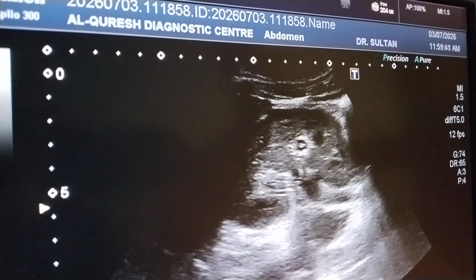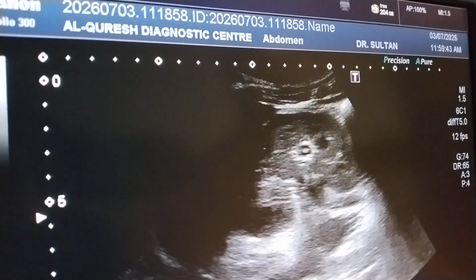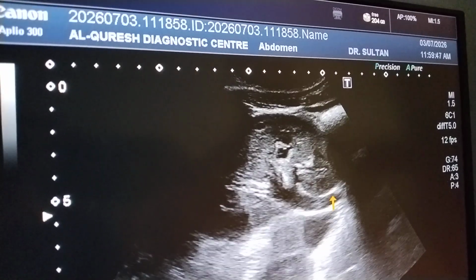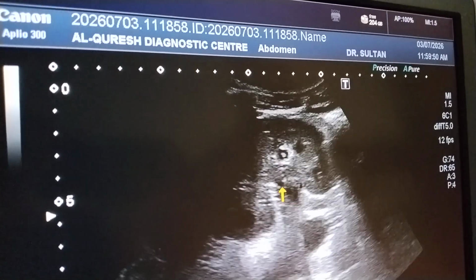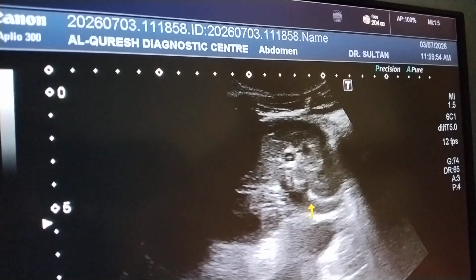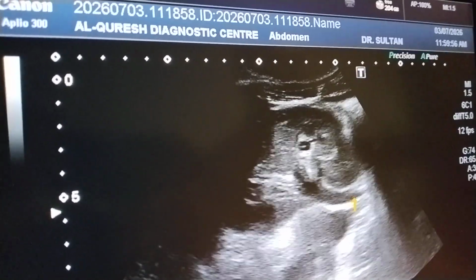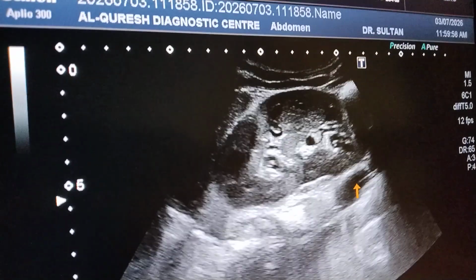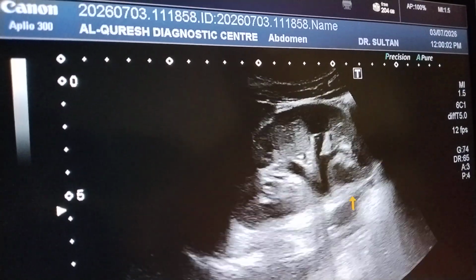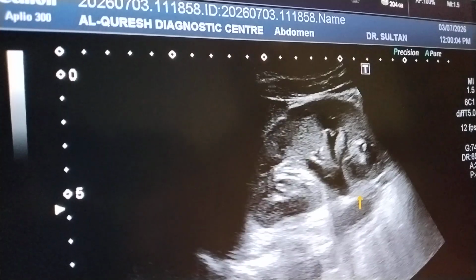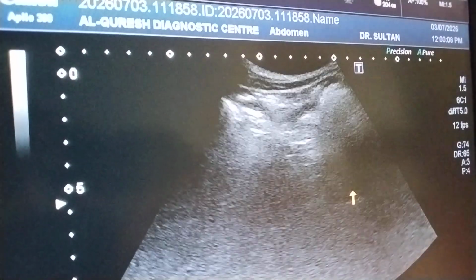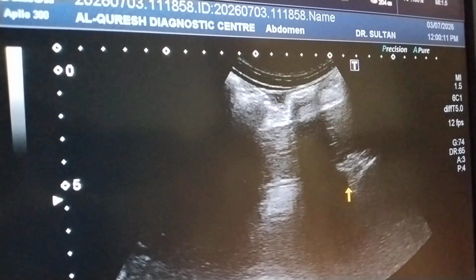So then we ask the patient to adopt the supine position. We have seen this ureter up to this level. As we know, the ureter is present medially from the renal pelvis and it goes downward anterior to the psoas major muscle. So now the patient is in the supine position.